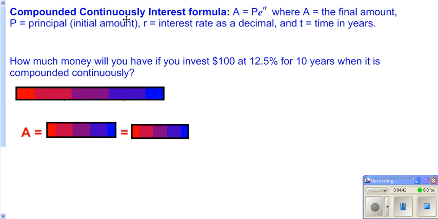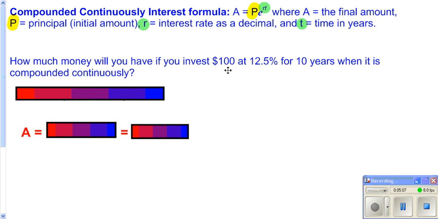Well, here we have another formula. It's compounded continuously. P, once again, is still your initial amount you put in. R and T. R is your interest rate. T is your time. Remember to change R into a decimal. So if it's given to you as a percent, change it back into a decimal by moving your decimal point over.